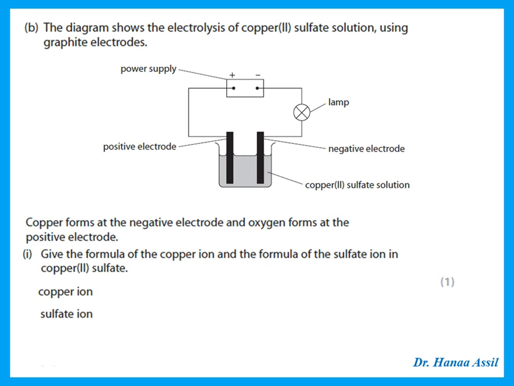Formula of copper ions: you should realize that copper ions are Cu 2+. You know that copper has a valency of 2. It's a metal that loses electrons, so it's Cu 2+. How do we write sulfate? Sulfate is SO4 2-, or minus 2. Remember, we can say 2 minus or minus 2. So these are the formulas of the ions.